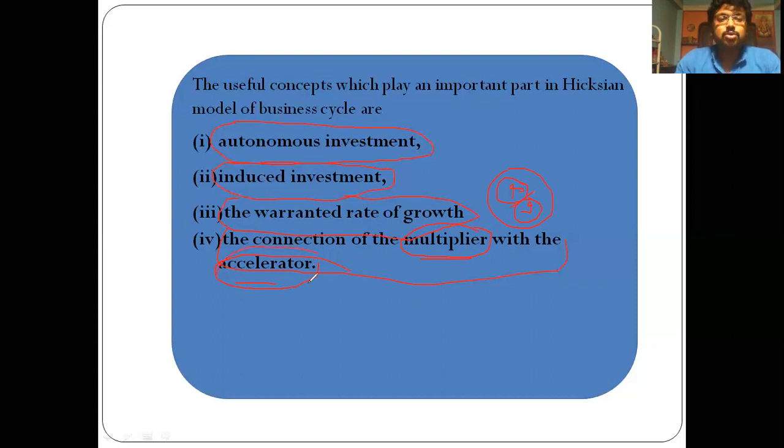Okay, so there are four factors: the autonomous investment, induced investment, the warranted rate of growth, and the connection of the multiplier with the accelerator. These are the four important parts in the Hicksian model of the business cycle.